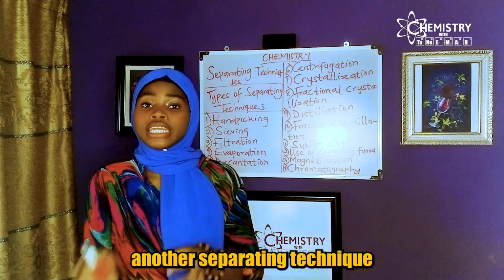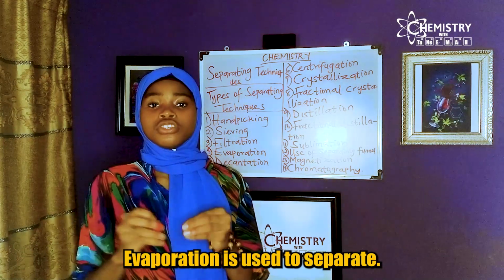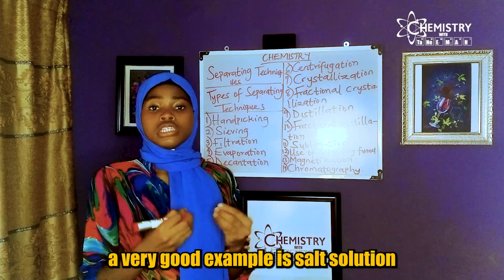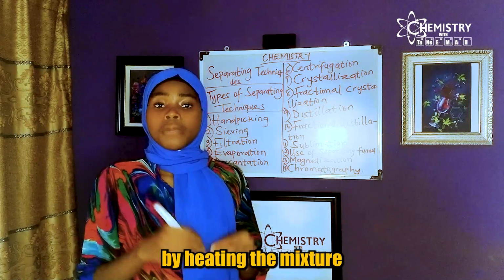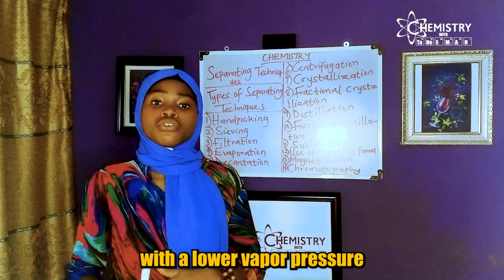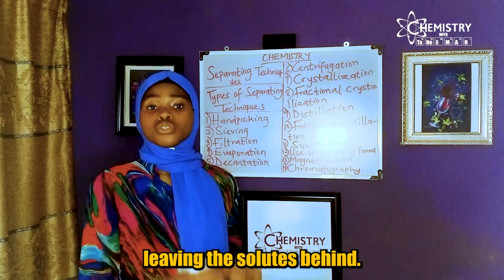Another separating technique is evaporation. Evaporation is used to separate soluble solid from solvent. A very good example is salt solution. This process is carried out by heating the mixture and allowing the liquid portion with a lower vapor pressure to evaporate, leaving the solids behind.